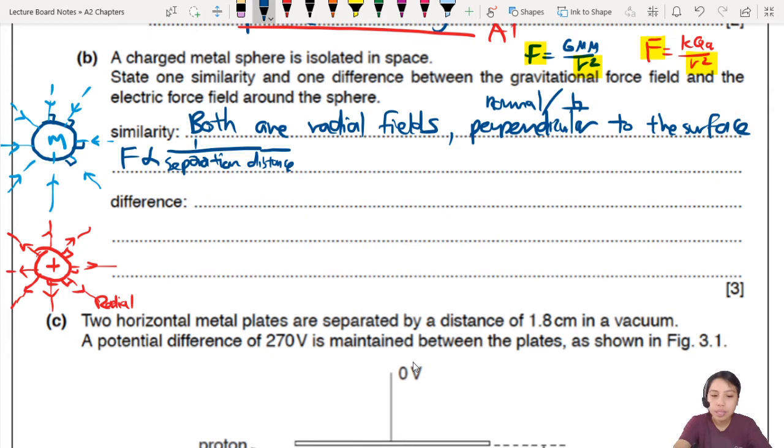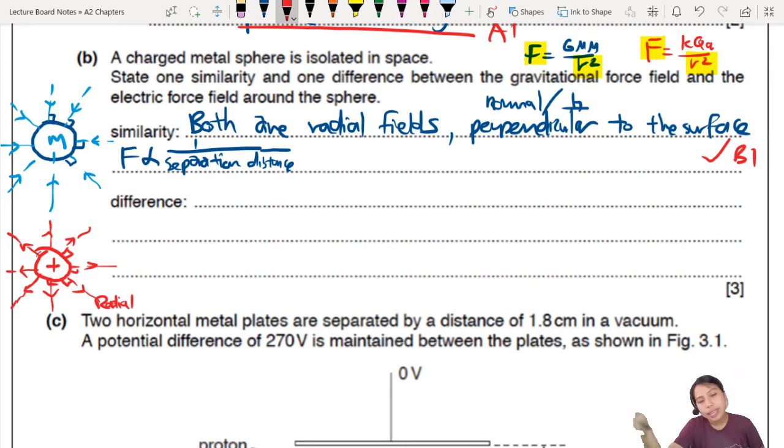Okay, so I guess the other thing you can talk about is the field lines. The field is stronger nearer to the mass, but I think this is more than enough already. Here I think there are at least 3 points, but we only get 1 mark for this, so any one of these would get you a mark. You can check out the mark scheme to see more ideas of similarities and differences.